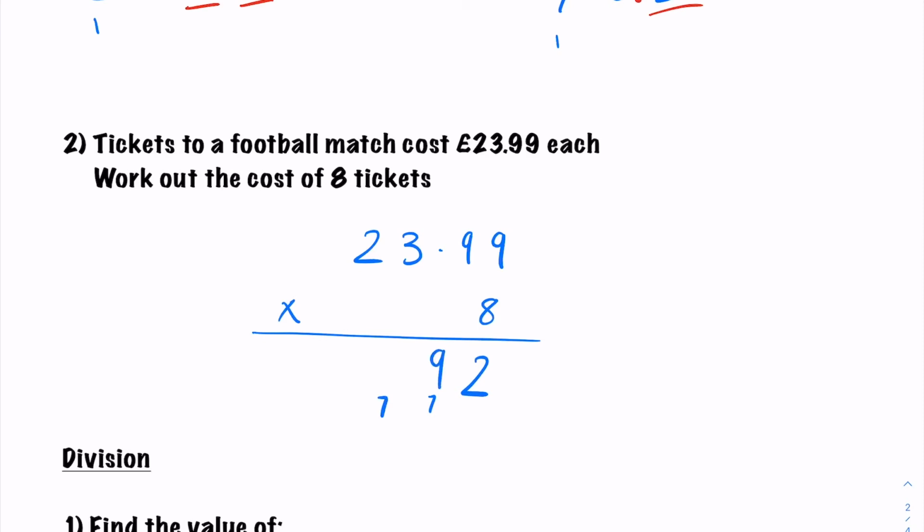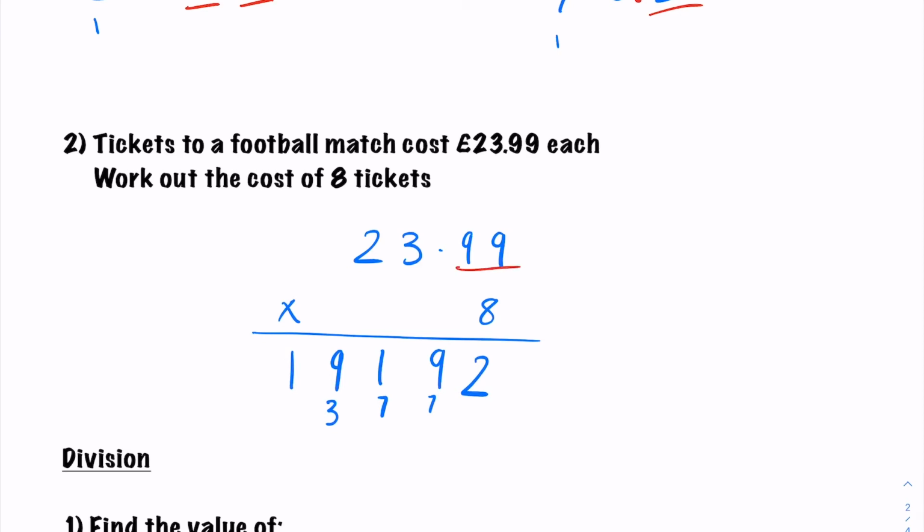I carry a 7. 3 times 8 is going to give you 24. With the additional 7 we've carried over, that's going to make 31. Carry the 3. And finally, 2 times 8 is 16. With the additional 3 there, it's going to make 19. And so we get 19192.